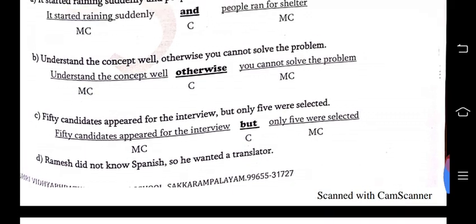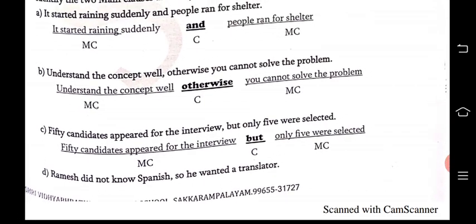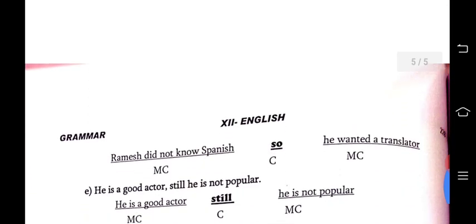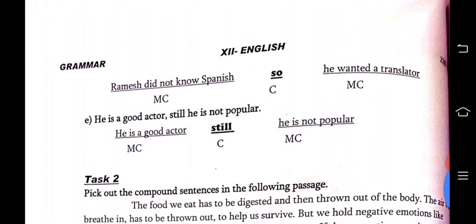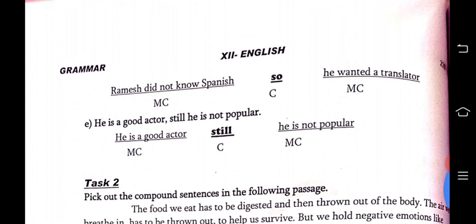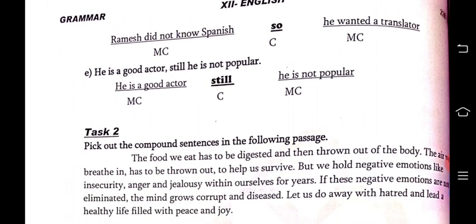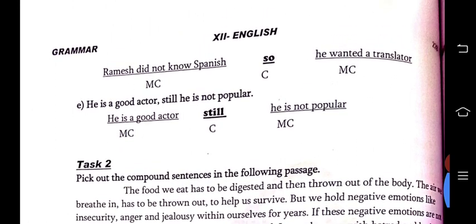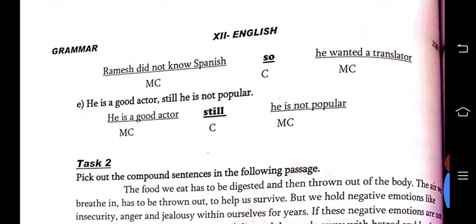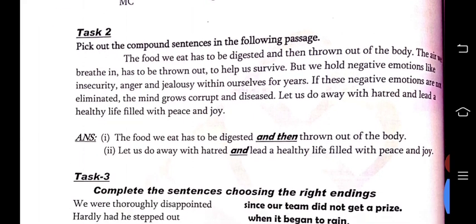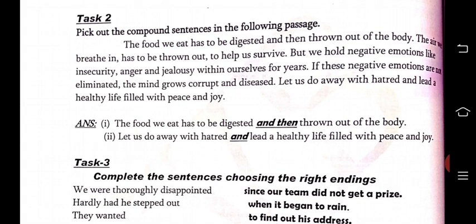Ramesh did not know Spanish, so he wanted a translator. So "Ramesh did not know Spanish" is a main clause, and "he wanted a translator" is again a main clause. So "so" is considered a coordinating conjunction. He is a good actor, still he is not popular. So "he is a good actor" is a main clause, "he is not popular" is a main clause, and "still" is a coordinating conjunction.